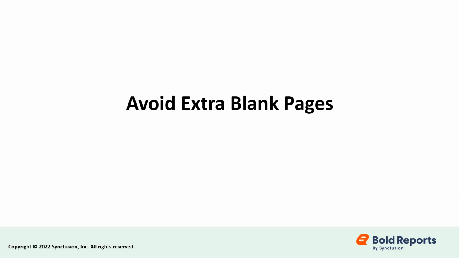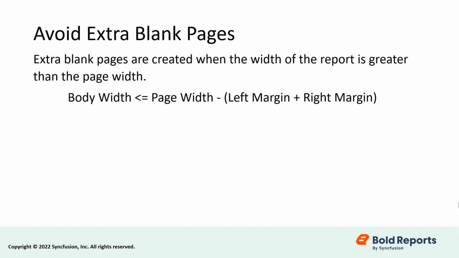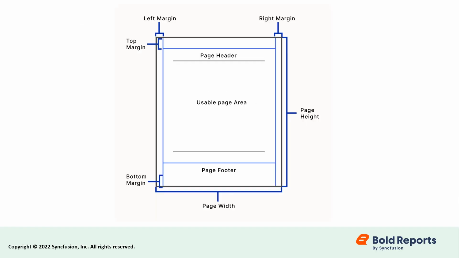Let's see how to avoid extra blank pages in Print and Print Preview. Extra blank pages are created when the width of the report is greater than the page width. To avoid this, set the report body width lesser than or equal to the page width. The body width should be less than or equal to page width minus sum of left and right margins. The usable page area remains after the space is allocated for margins, column spacing, page header, and footer. Margins are applied only when the report is rendered in print layout and print reports.